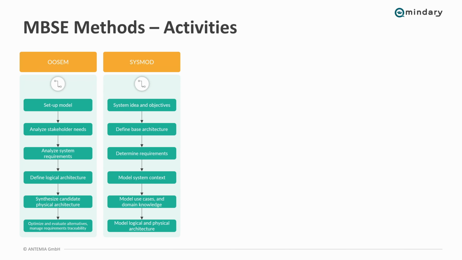SysMod starts with documenting the system idea and objectives and derives a base architecture from that. Only afterwards requirements are determined. Done so, the system context is analyzed in detail and use cases, which are very important, are modeled. This is the base for creating the logical and later on the physical architecture as a solution.